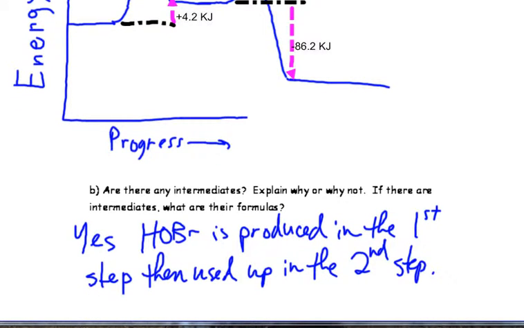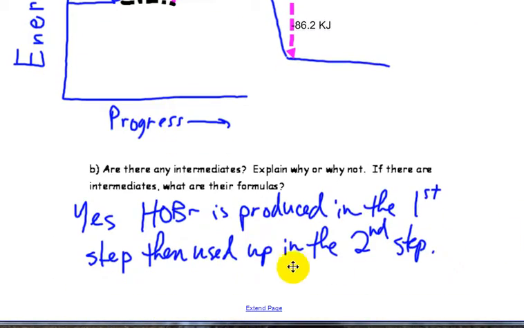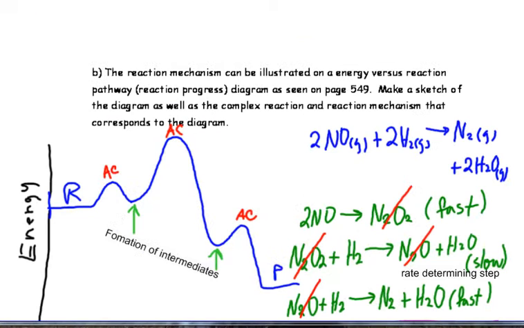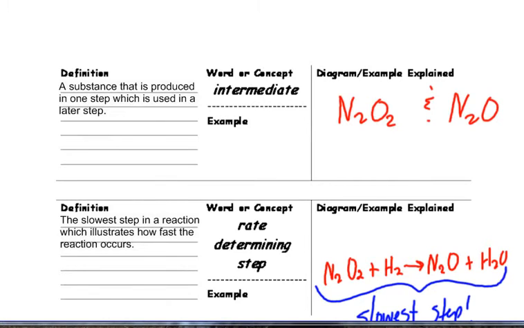Are there intermediates? Explain why or not. If there are intermediates, what are their formulas? So yes, there are. HOBr, and they're made in one step and then used up in the second step. Okay, so there you have it. Now we just have a couple of vocab terms here, I believe, and then we're done.